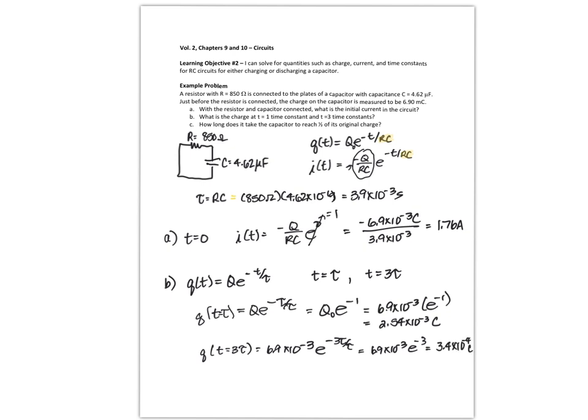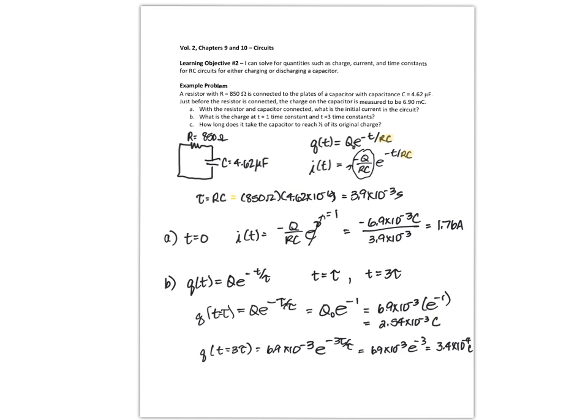So we see that the charge has really gone down a lot. And that should make sense because the amount of time that I'm talking about here is 3 of the time constants. And so that's going to really get the charge down a lot.